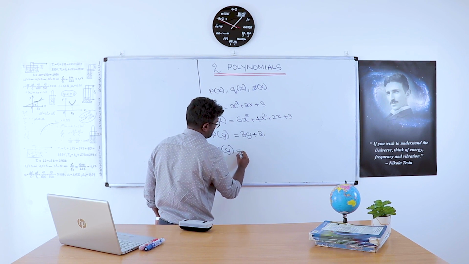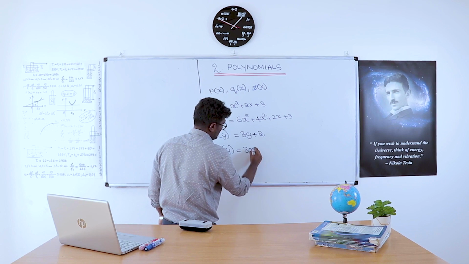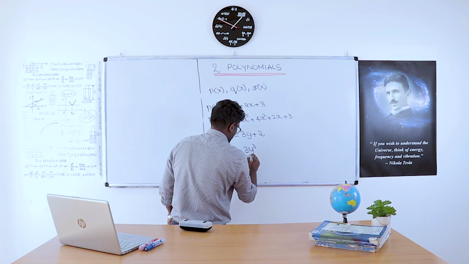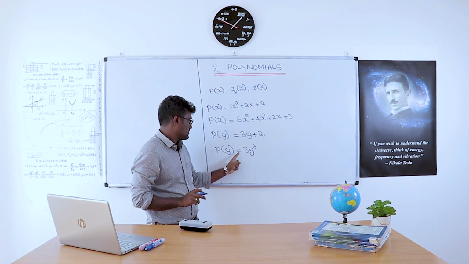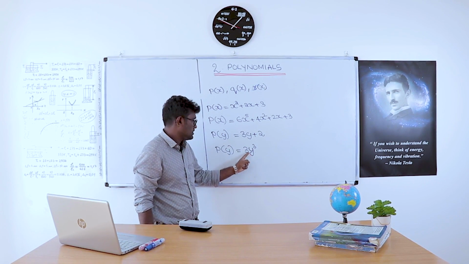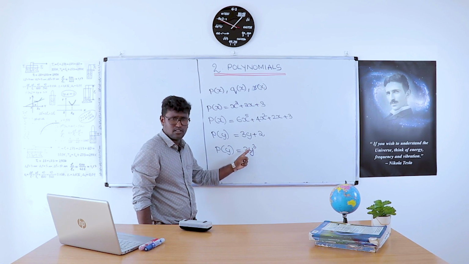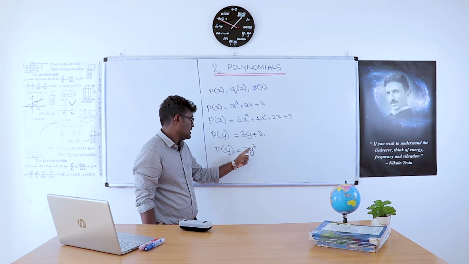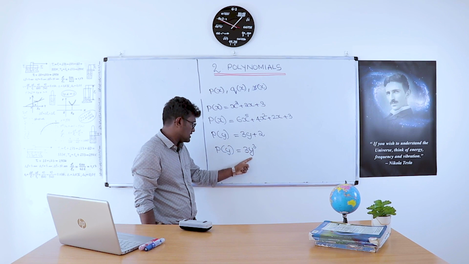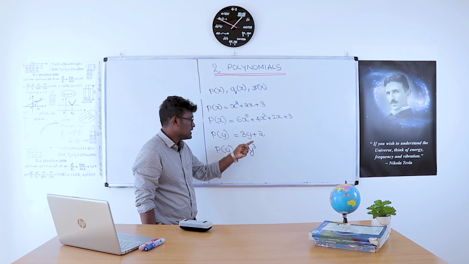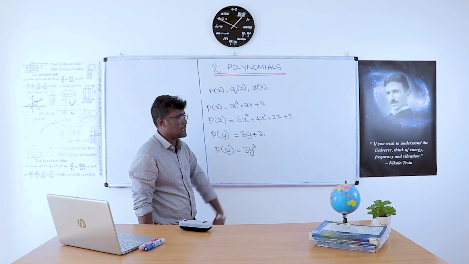Another one is 3y cube. It is expressed in terms of y. So p of y is equal to 3y cube. What is the power of y here? 3. Is this a polynomial? Yes, this is a polynomial. And how many terms are there? Only one term is there. Only one variable is there also. That is y is a variable. So 3y cube is a polynomial. The highest power of the variable is 3.